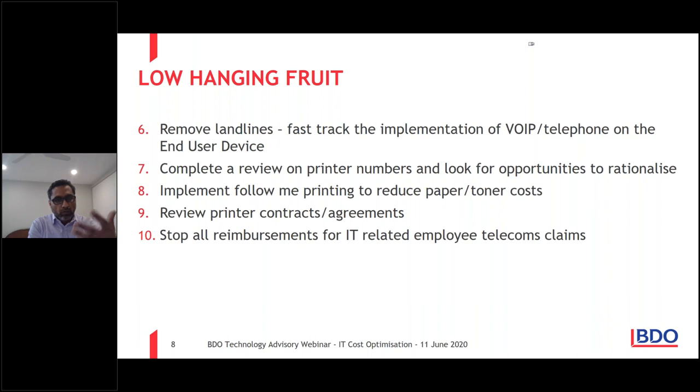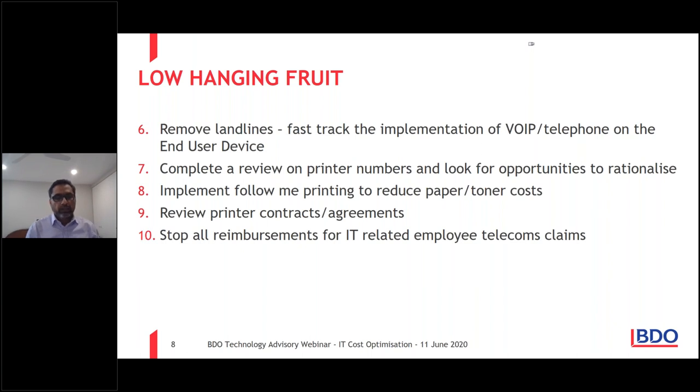The last one is around stopping all reimbursement for IT-related telecom claims. Now, this is a tough one again, where a lot of the companies have given mobile phones to users, and if they are using mobile phones for making business calls, they make a claim back to the companies. That arrangement is good, but there could be options where some of those costs, the employees could actually charge back on their personal taxes. Obviously, you'll have to take advice from your accountants on that. But that's an option where instead of reimbursing those costs, they can be charged against their tax returns.